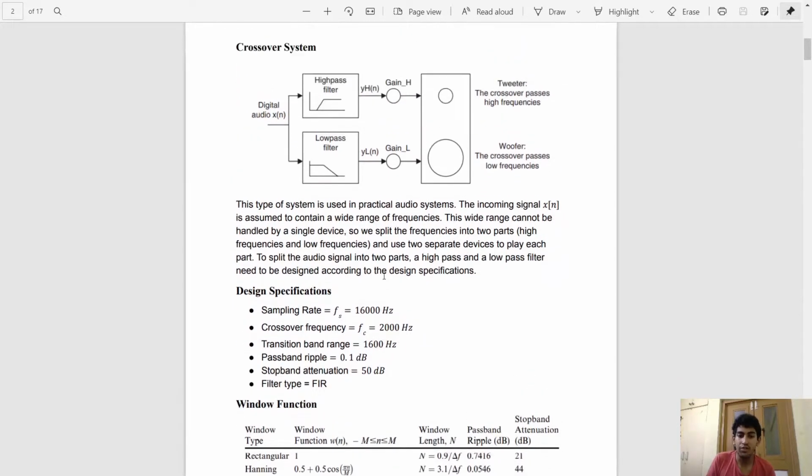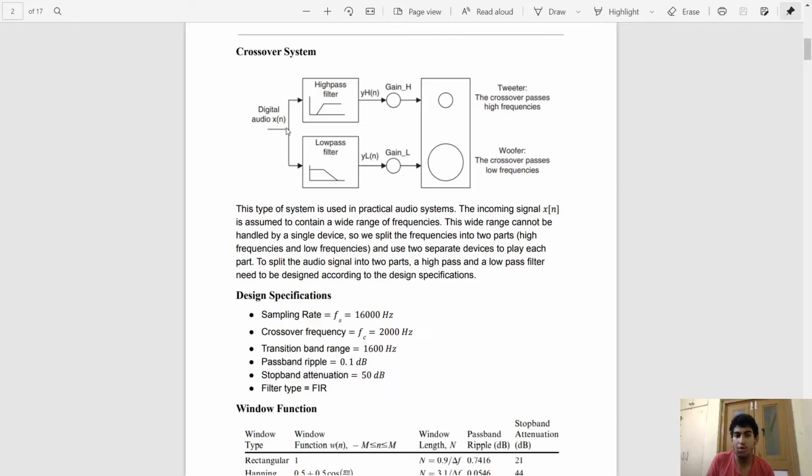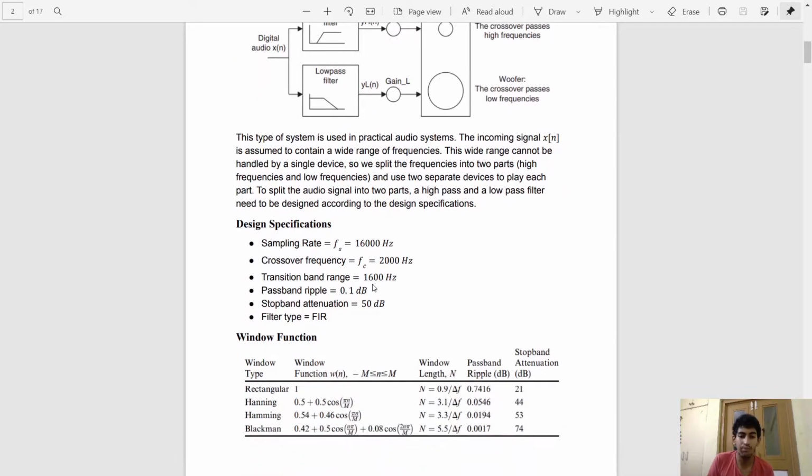The design specifications are: the sampling rate is 16,000 Hz, so this audio signal is sampled at 16,000 Hz. The crossover frequency FC is 2,000 Hz, so the cutoff frequency of both of these filters is 2,000 Hz, and all of the frequencies above 2,000 Hz must be captured by the high pass filter, and the frequencies below 2,000 Hz must be captured by the low pass filter.